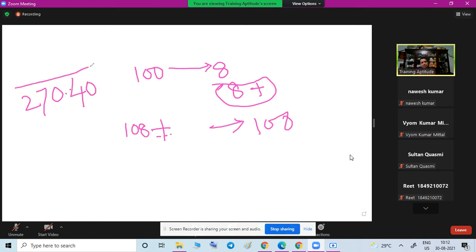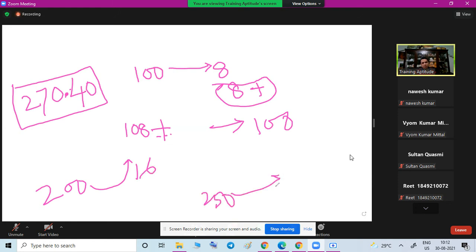Let's do backward integration here. अगर मैं 200 रुपीज अपने प्रिंसिपल को रखता हूं तो 8% makes it 16 rupees. 250 रखता हूं तो 20 rupees. 250 plus 20 marginally greater than that. Why marginally greater? Please understand.